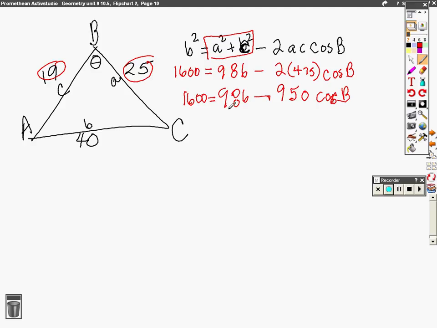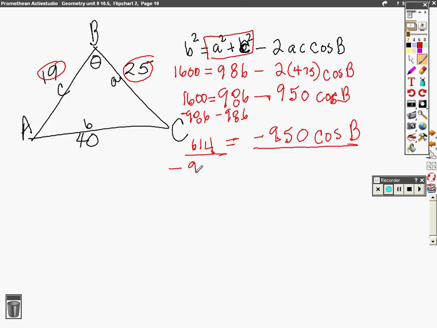So we're going to first move 986 to the other side. So we're going to subtract 986 on both sides. And we get 614, thank you Jennifer Sachs. And you get negative 950 cosine B. Now at this point, we're trying to solve for angle B. So let's get rid of this times negative 950 by dividing both sides by negative 950. Now you're going to get a negative answer, but it's okay. So what's 614 divided by negative 950?